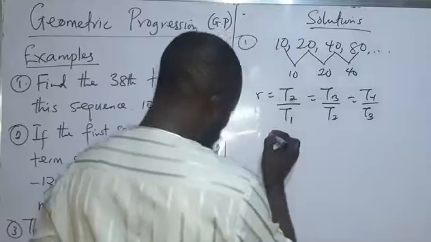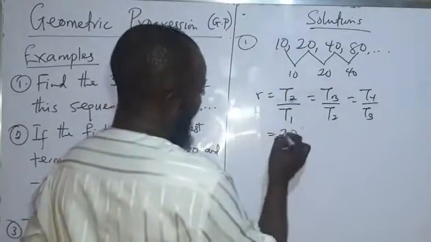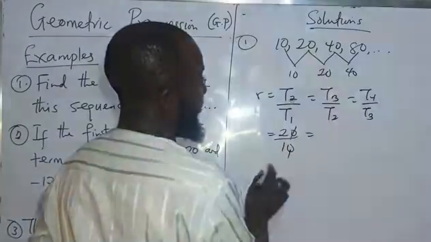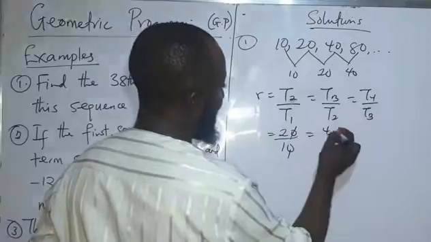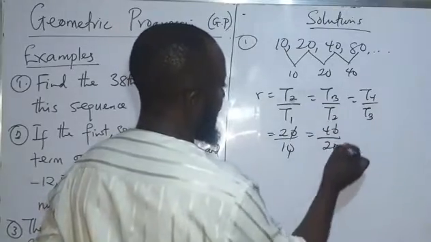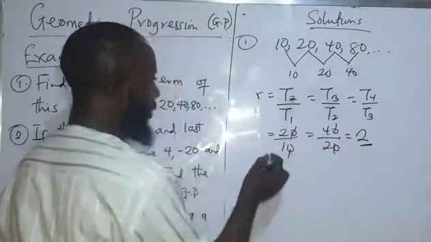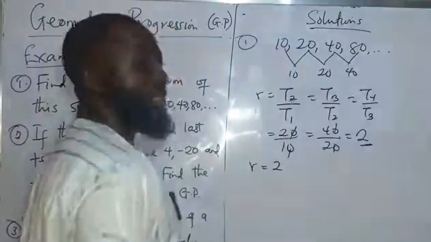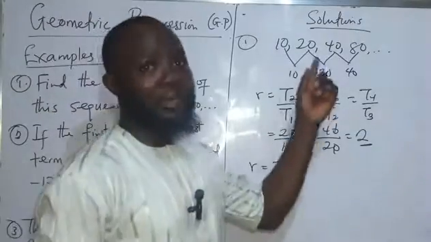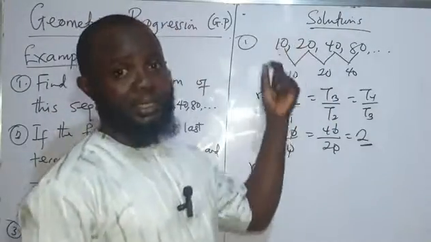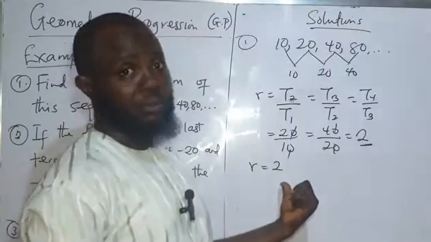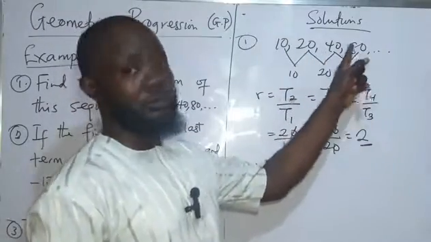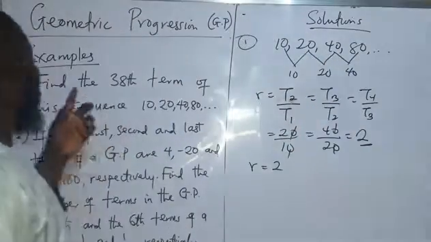So in that case, what is our T2? 20 divided by this, that is 10, gives 2. If you do the same thing, T3, which is 40, divided by 20 also gives 2. So the common ratio R is equal to 2. That is, each term is obtained by multiplying the preceding term by a constant factor, the common ratio, which is 2. So 10 times 2 gives 20, 20 times 2 gives 40, 40 times 2 gives 80.